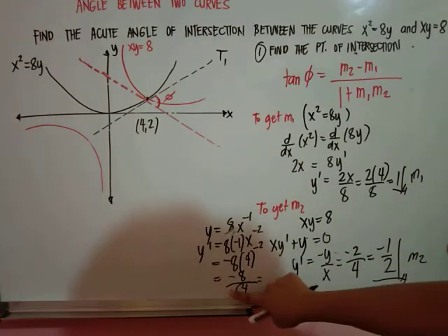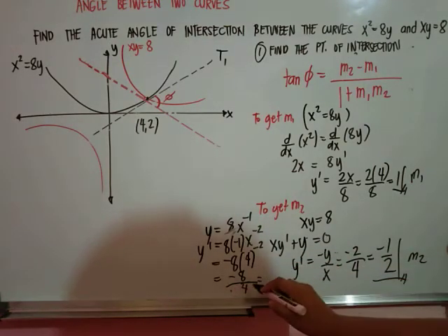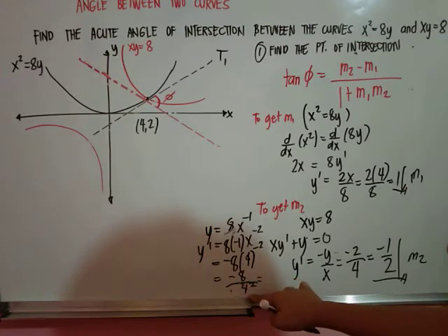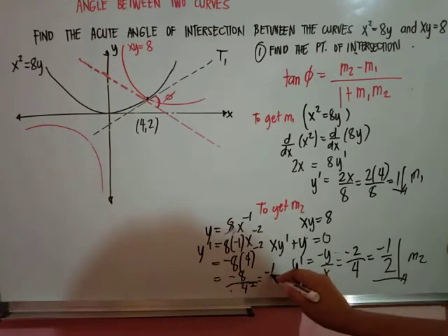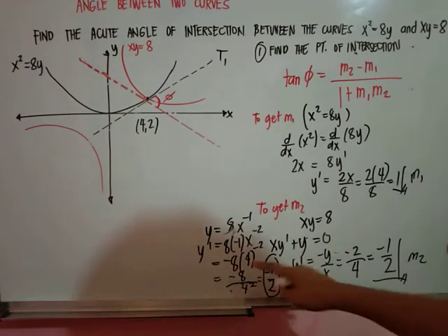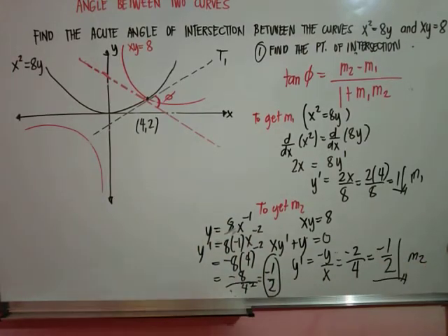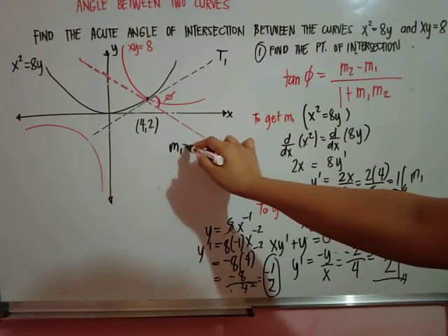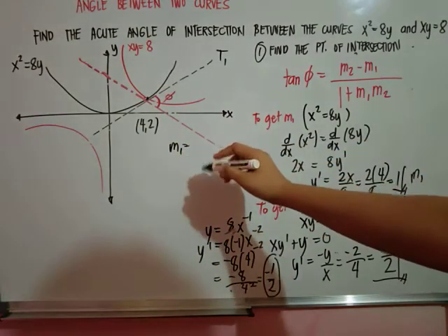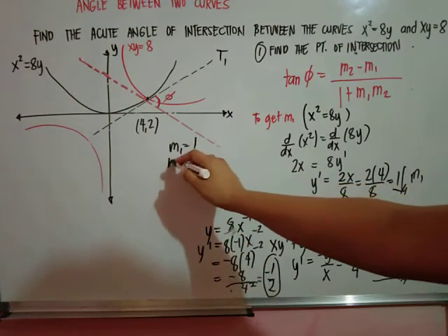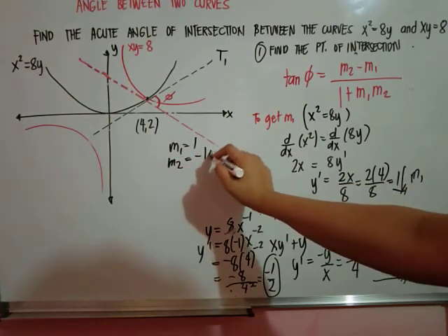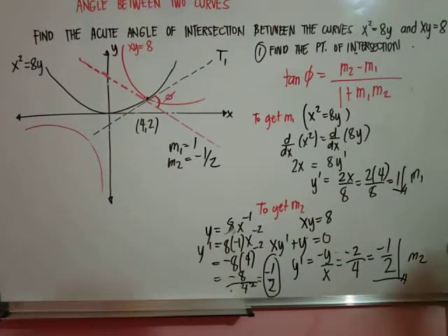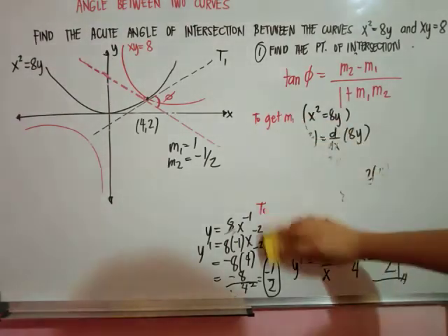4 squared pala dito sa ilalim, hindi square root. 4 squared. So, negative 8 over 16, negative 1 half pa rin. So, nagtali naman. Kahit anong method, okay lang gamitin. So, i-take note ko na lang dito. So, nakuha nating slope for the first tangent is 1. And then, dun sa second tangent is negative 1 half. So, buburahin ko na to.